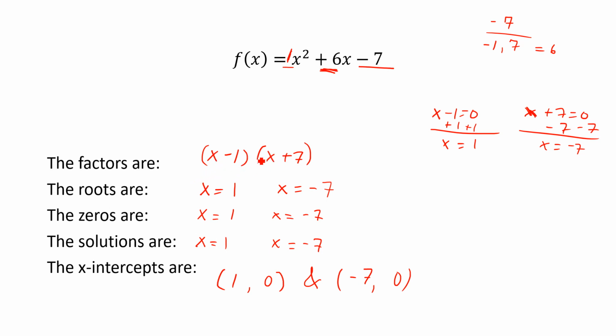You're not always going to have factors like this. Sometimes you're not going to be able to factor something out. But if you know the solutions, sometimes you'll be able to write them out differently. What do I mean by that?